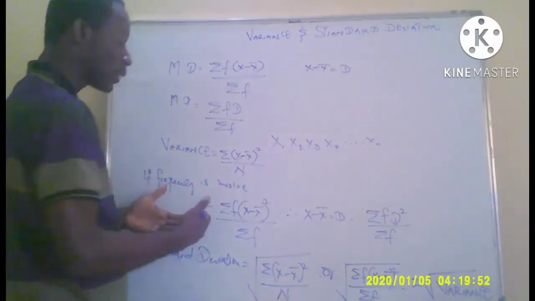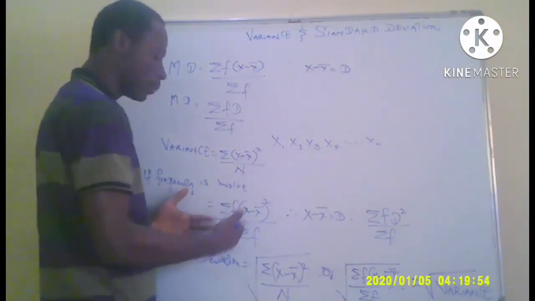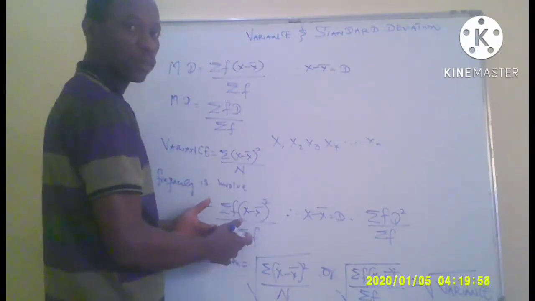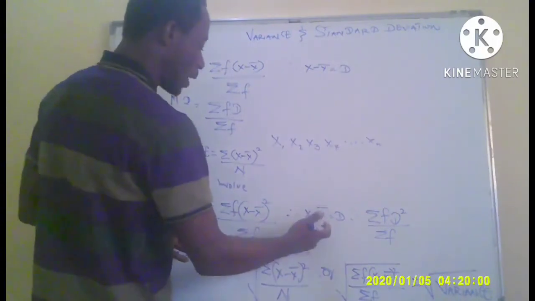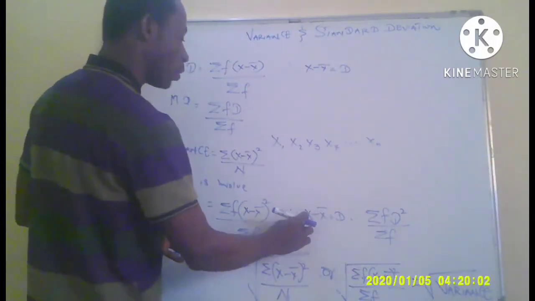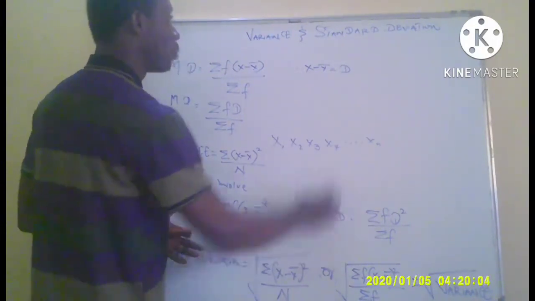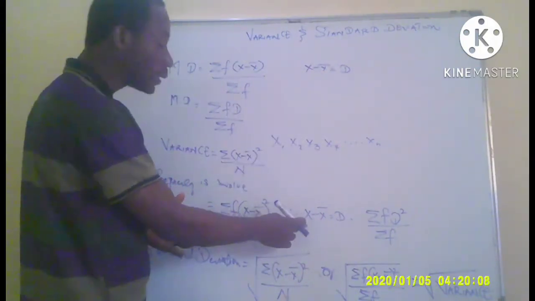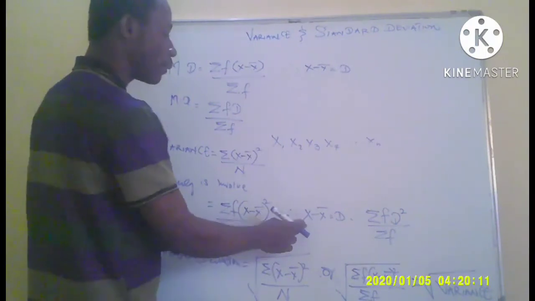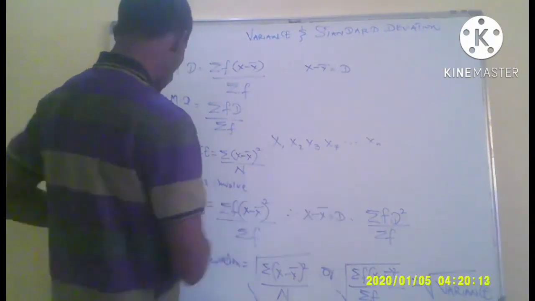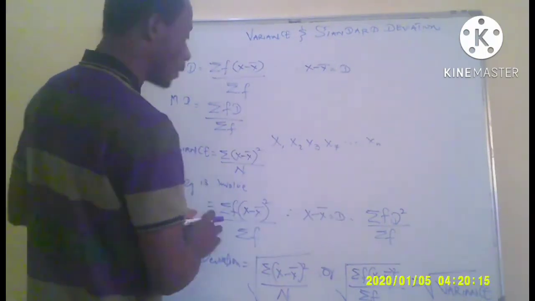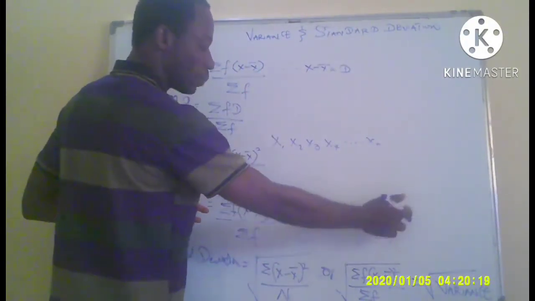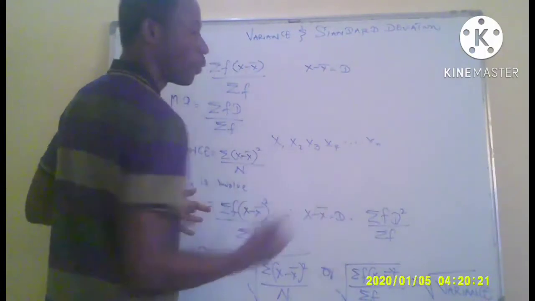But when the frequency is involved, it's going to be the product of the frequency and the square of the deviation all over the sum of frequency, where I wrote the deviation as x minus the true mean, which is this. Note whether the x is the true mean or the midpoint, or the class mark, it gives us the d. Therefore, the variance having the frequency is the sum of the frequency and the product of the deviation squared, over the sum of frequency.